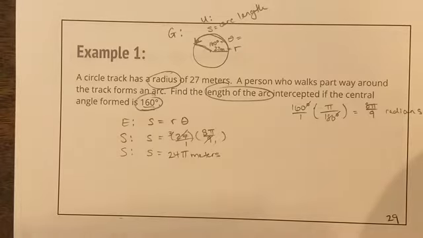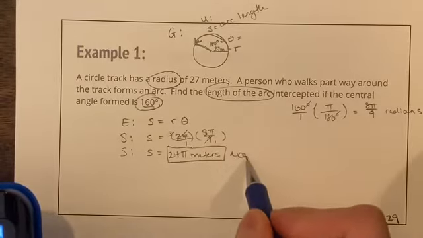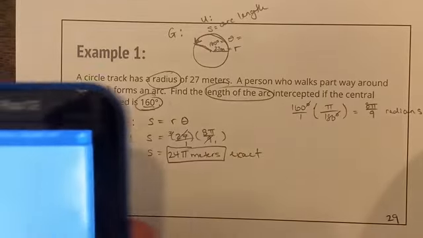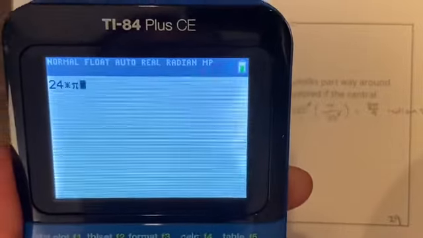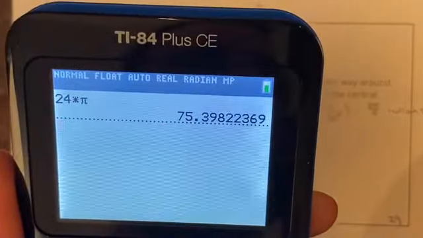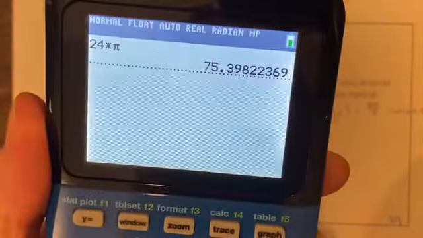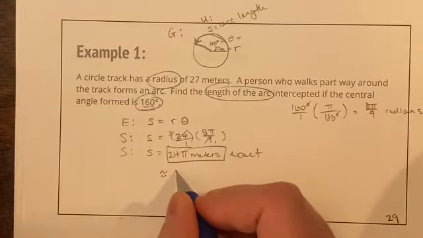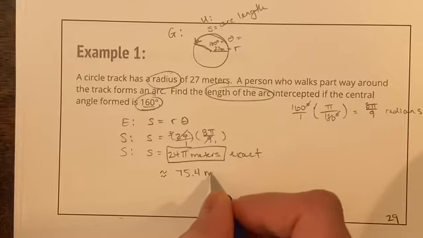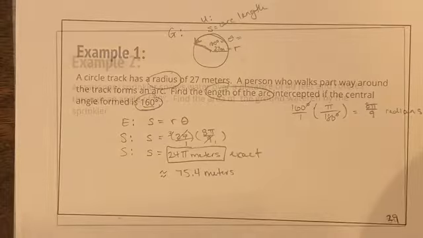meters. If we want to figure out what that is without the pi involved, this is our exact answer. To round that, we would just take 24 and multiply it by pi, and we'll get 75. If we round it to the nearest tenth, it would be 75.4. So this is approximately 75.4 meters of walking. And that finishes example 1.